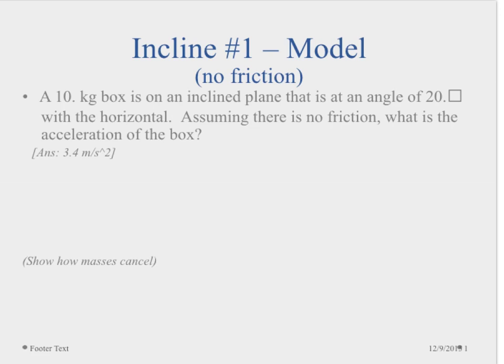A 10 kilogram box, there's your mass, is on an inclined plane that is at an angle of 20 degrees. That's your theta, with the horizontal. Assuming there is no friction, what is the acceleration of the box?